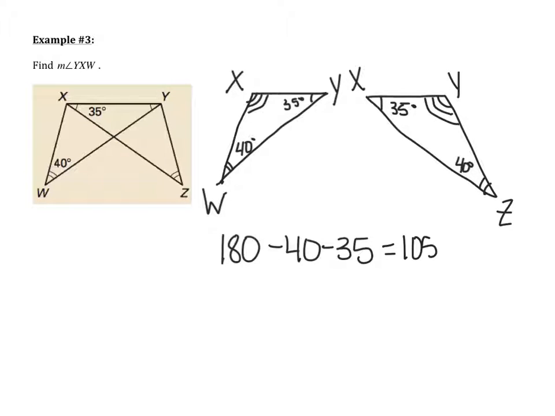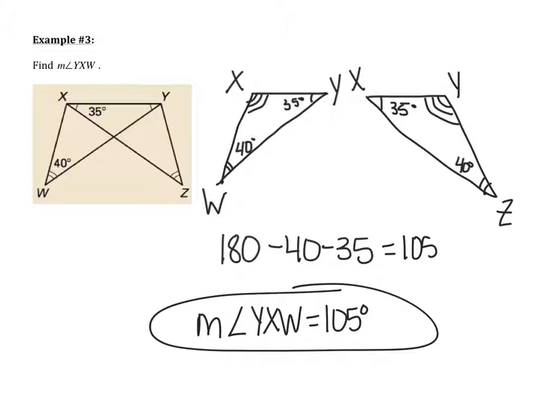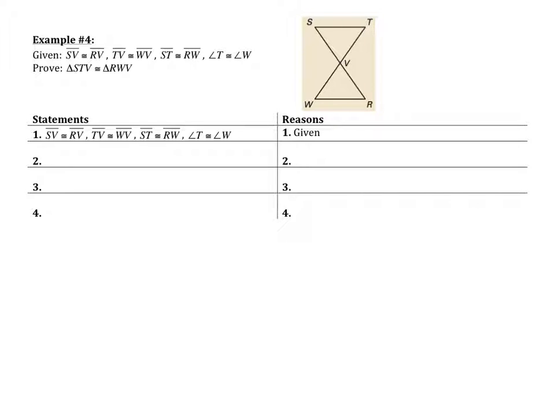So therefore, the measure of angle YXW is equal to 105 degrees. And just for clarity's sake, I also know that this angle here would be 105 degrees since these two angles would be congruent by the third angle theorem. Example number 4, we have a proof.